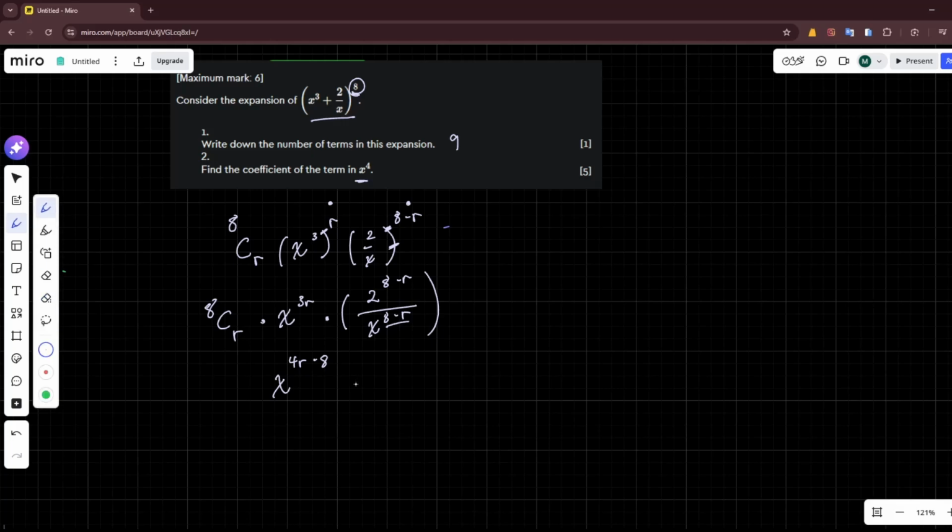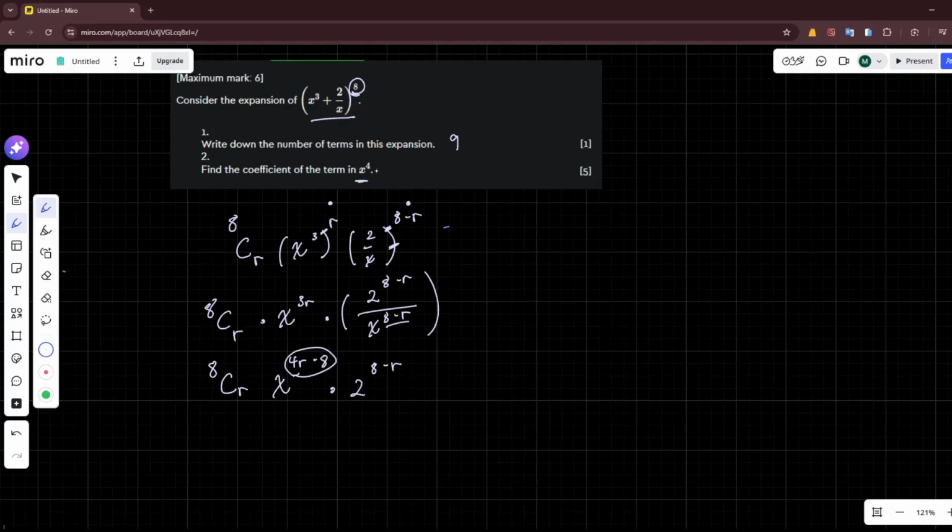And then we're also going to have the 2 to the 8 minus r here, and I'm just going to leave 8 choose r just like that. So what this means is we've got a representation of what the power is going to be in terms of r here, and if we can find a value for r, we can just plug it into the rest of this to get our full term.